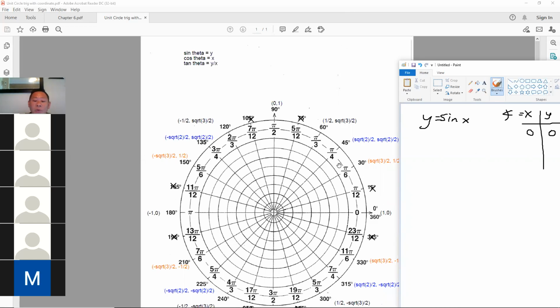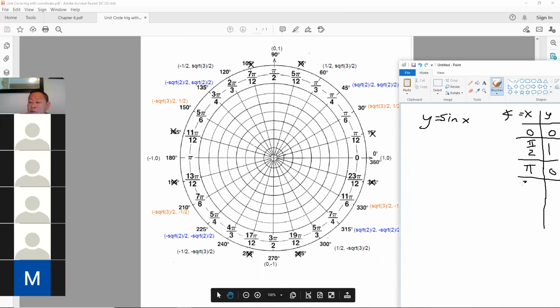Now, the next one we're going to move on to is pi over 2. So when x is pi over 2, again, sine is a y value. What is the y value in this case? 1. So this is 1. I'm going to draw a line here so we know. And then the next one we're going to is 180, in this case pi. What is the y value in this case? 0. And then we go down to 3 pi over 2.